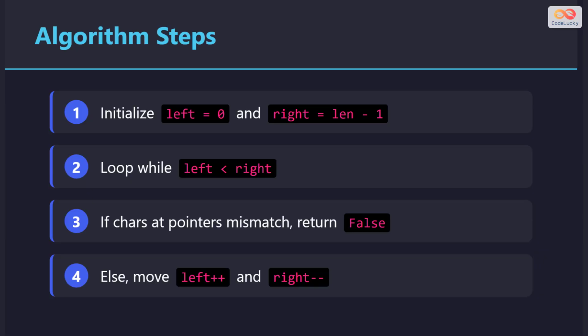Here is the step-by-step algorithm. First, initialize a left pointer at 0 and a right pointer at the last index. Then, loop while the left pointer is less than the right pointer. If the characters at the pointers do not match, we know it is not a palindrome. Otherwise, we move the pointers inward.